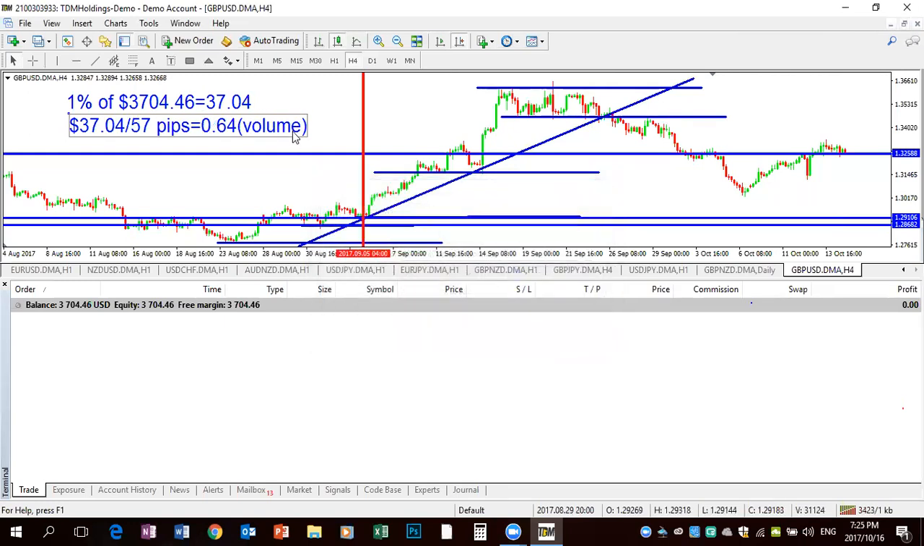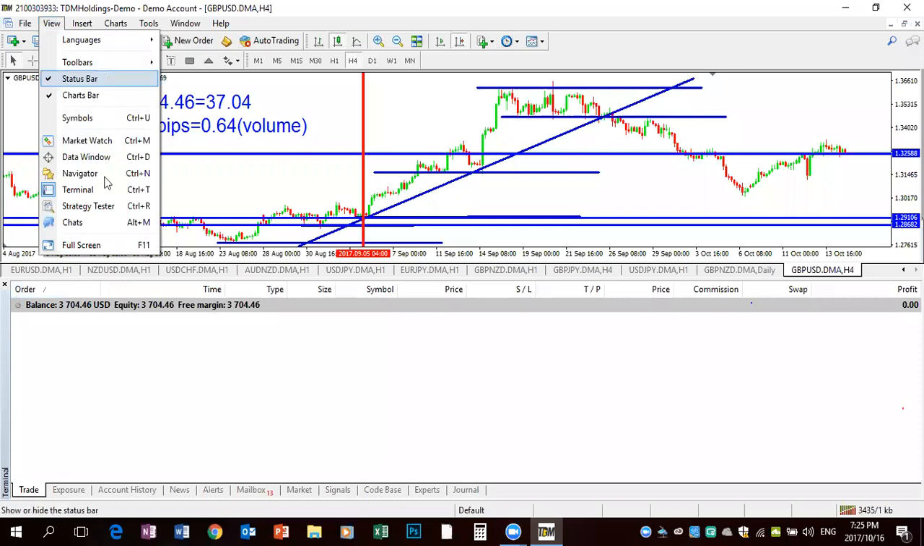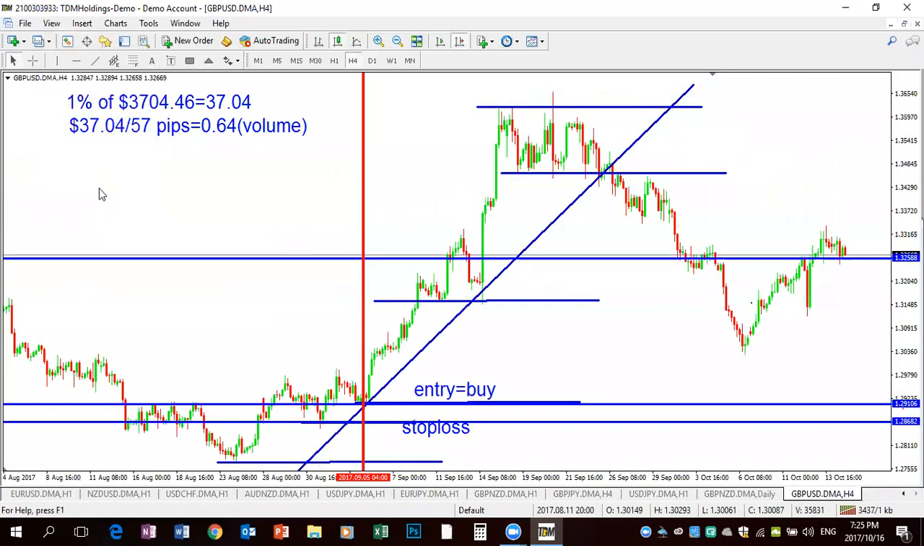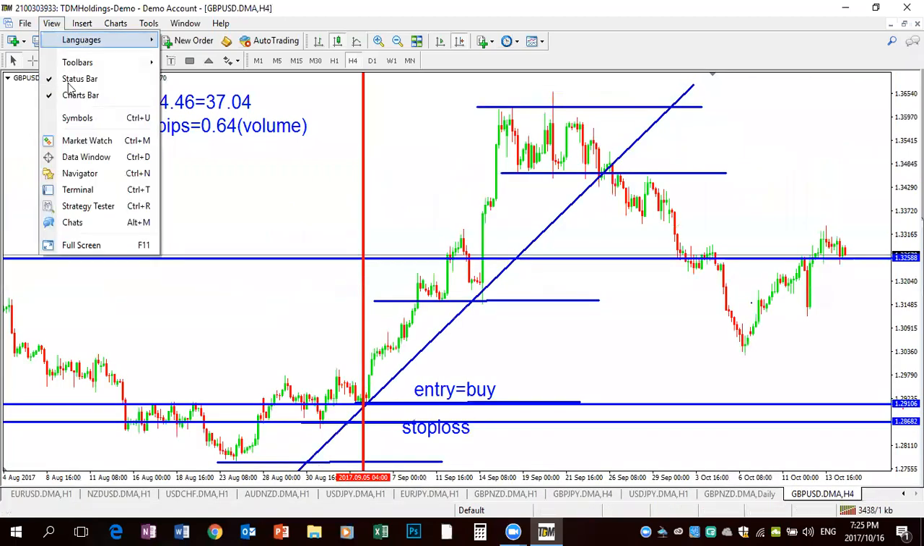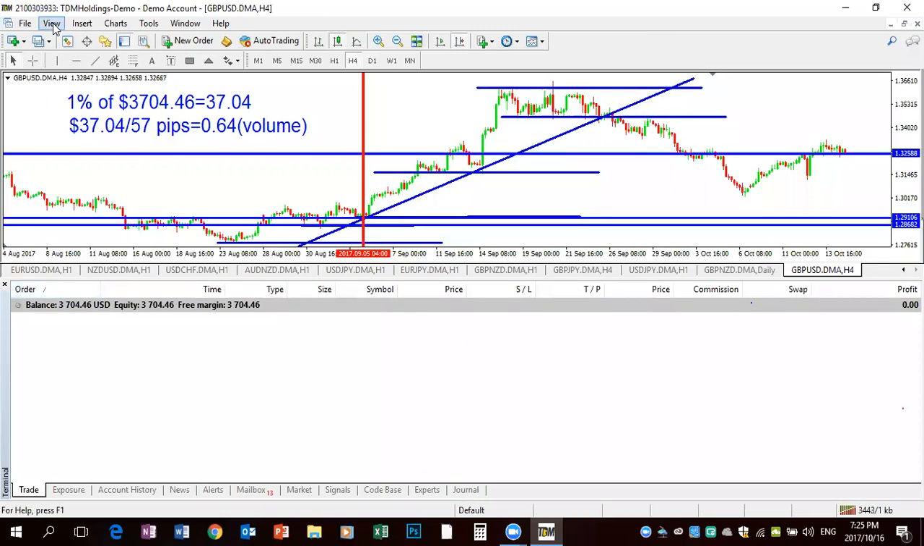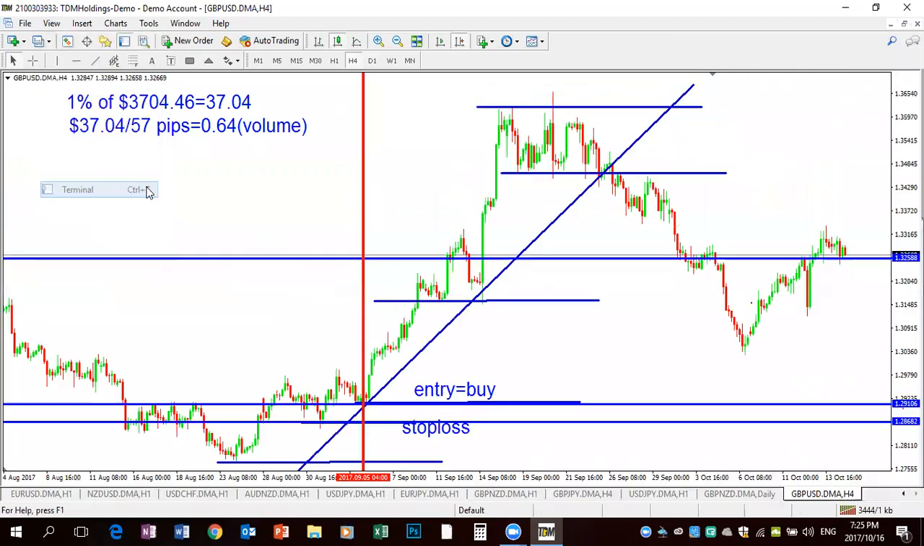Now I have my volume, right? If I want to take out my terminal, I'll go back and say view and say terminal. Can you see? My terminal is out. If I want my terminal back, view, terminal, and my terminal is back. Let's take it off now, guys. Okay? Now I have everything that I need.